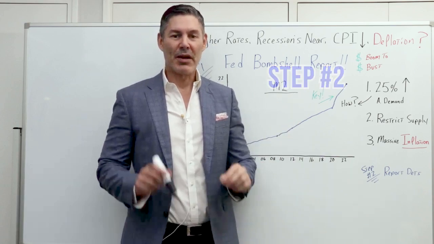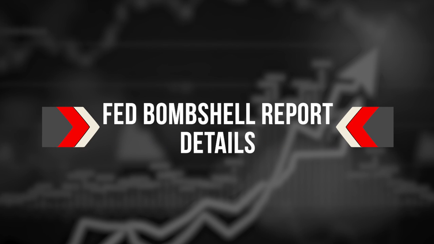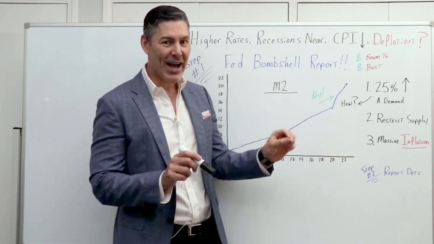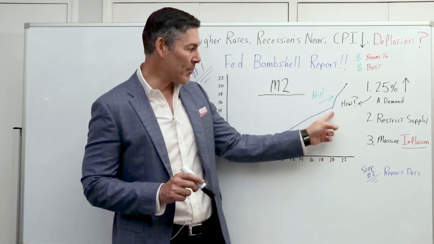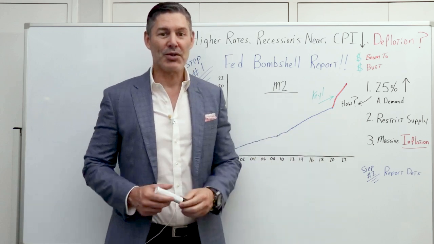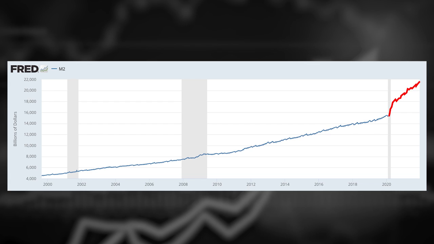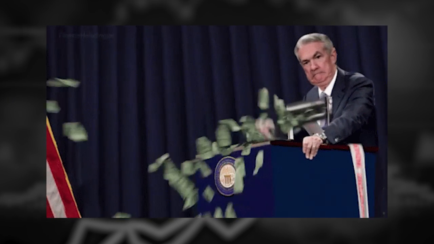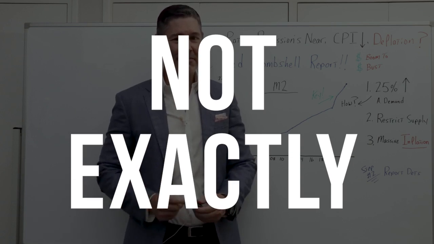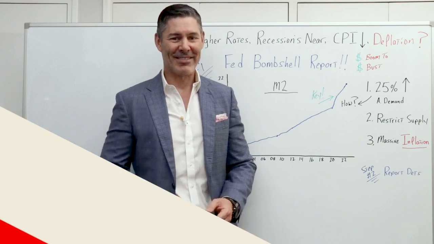Step number 2. Now let's go to this bombshell report from the Fed and go through the details so we can figure out exactly how the M2 money supply went parabolic. And if you're saying to yourself, oh, George, I already know how it went up so much. It was because the government printing money. Not exactly. Editor, let's cut to the internet.